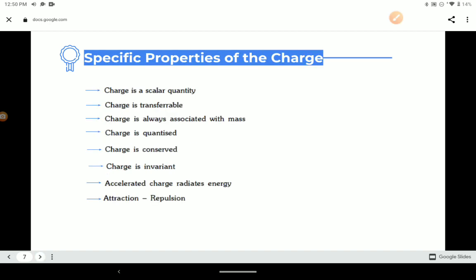Next, charge is a scalar quantity. These are the specific properties of charge which should be remembered for the case of JEE. See, first point, charge is a scalar quantity. Okay. Second, charge is transferable. That means if two charges were there, charges can always be transferable. Charge is always associated with mass. That means if there is some charge, it is having some mass.